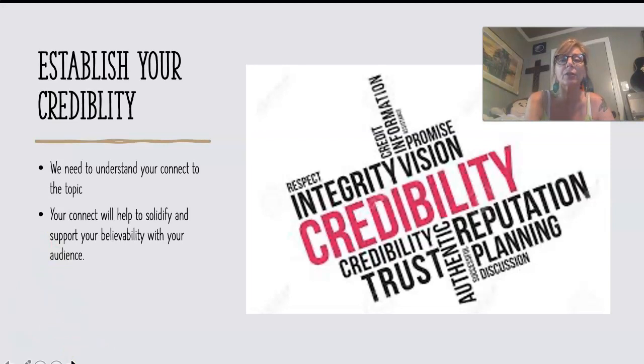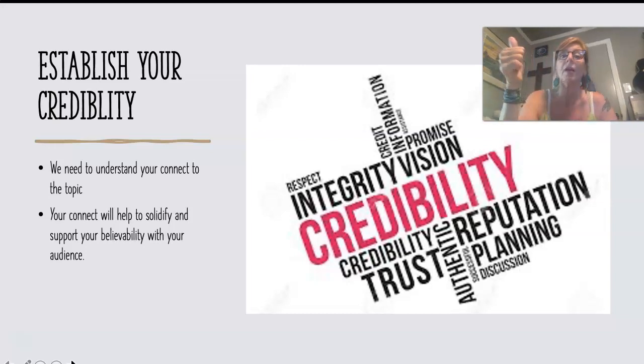When we know you're connected to the topic, we're more likely to believe what you're saying, and it will support us in being interested in what you're talking about. Okay, so this is important. So far I've said you have to have an attention getter, and then you need to have your thesis statement, and then you need to establish your credibility. These, by the way, aren't negotiable. They're elements you need to have in your introduction.